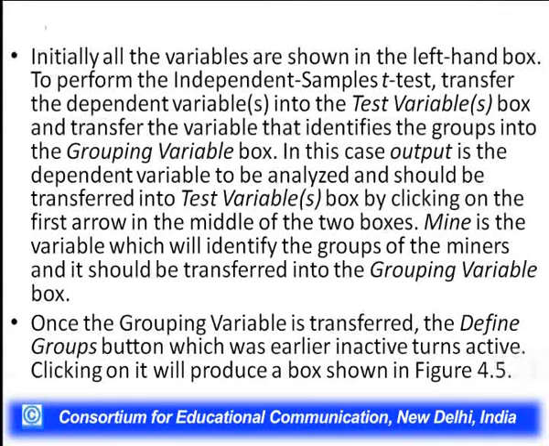Transfer the dependent variable into the Test Variable box and transfer the variable that identifies the group into the Grouping Variable box. In this case, the output is the dependent variable to be analyzed and should be transferred into the Test Variables box by clicking on the first arrow in the middle of the two boxes. Mine is the variable which will identify the group of the miners, and it would be transferred into the Grouping Variable box. Once the grouping variable is transferred, the Define Groups button, which was earlier inactive, turns active. Clicking on it will produce the box shown in figure 4.5.